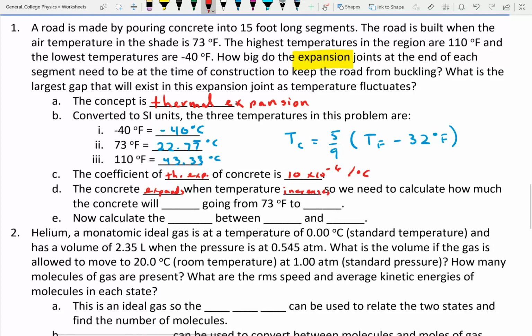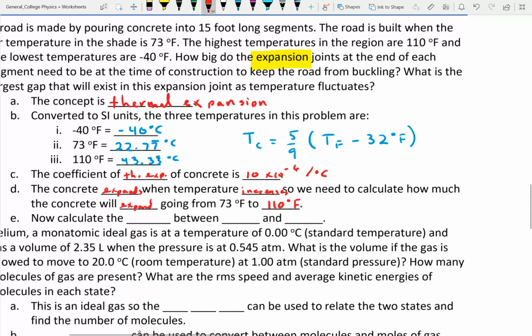So we need to calculate how much the concrete will expand going from 73 degrees Fahrenheit, as temperature increases, to the top one, 110 degrees Fahrenheit. So let's calculate that now. The change in length is equal to the initial length times the coefficient of thermal expansion times the change in temperature.